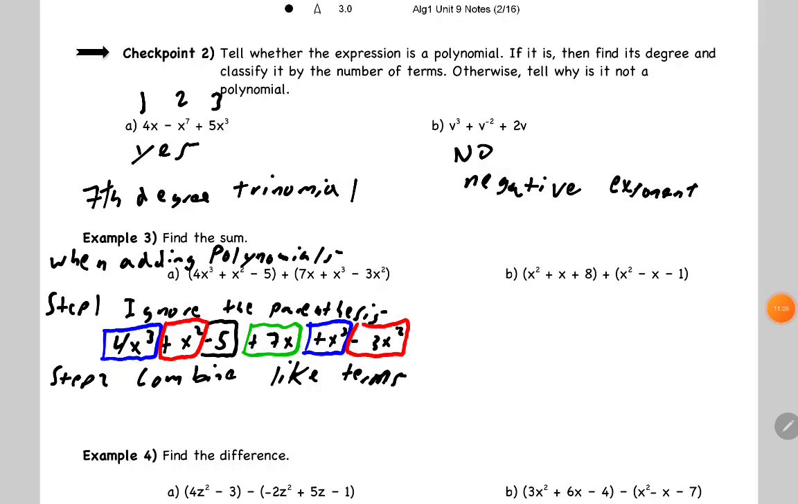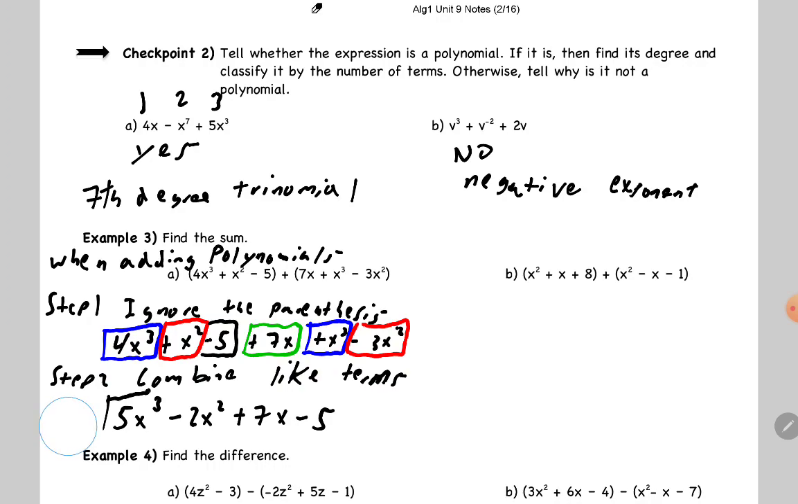So what we're going to do is combine all of our like terms. So the blues, we have 4x cubed plus x cubed, so that is 5x cubed. Okay, now we're going to do our reds. We have a positive x squared, and then we're going to tack on a negative 3x squared. So x squared minus 3x squared is minus 2x squared. And then 7x, and then minus 5. Okay. And that is it.